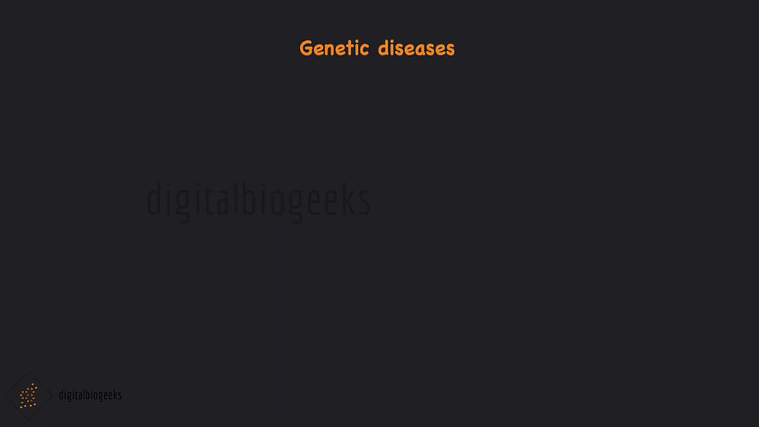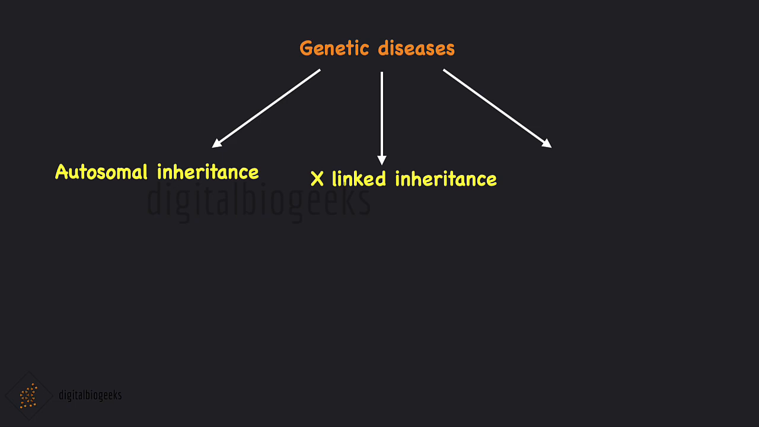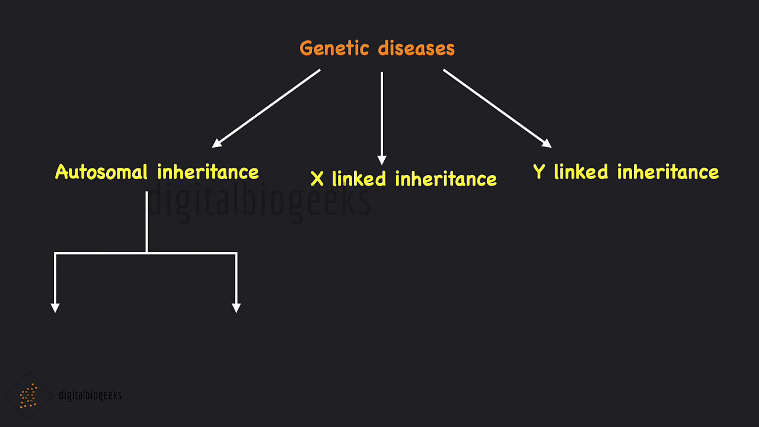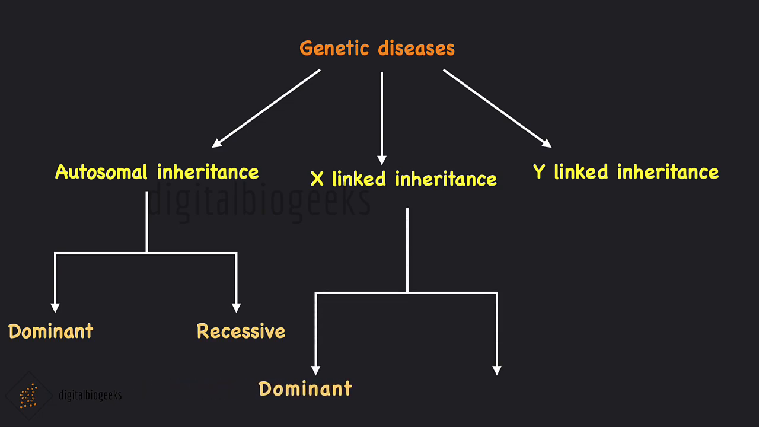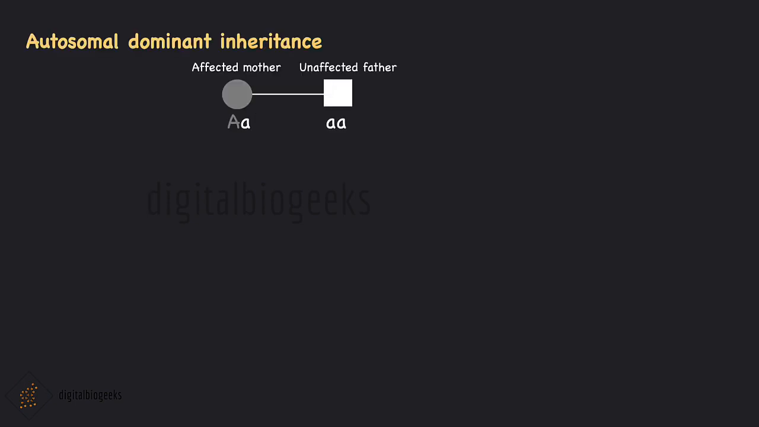Genetic diseases can be inherited in three ways: autosomal inheritance, X-linked inheritance, and Y-linked inheritance. Autosomal inheritance can be of two types: autosomal dominant and autosomal recessive. There are two types of X-linked inheritance: X-linked dominant and X-linked recessive. Let's understand the autosomal dominant inheritance through one example.